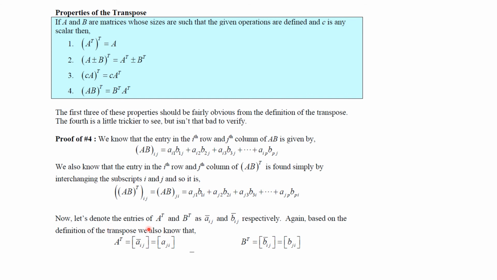So let's denote the entries of A transpose and B transpose as A bar ij and B bar ij respectively. Often in linear algebra, figuring out a way to describe things notationally is part of the challenge. So based on the definition of transpose, we know that A bar ij is A ji, and B bar ij is B ji. So what we're going to show is that these elements are going to be the same when I do that product. So let's look and see what we get.